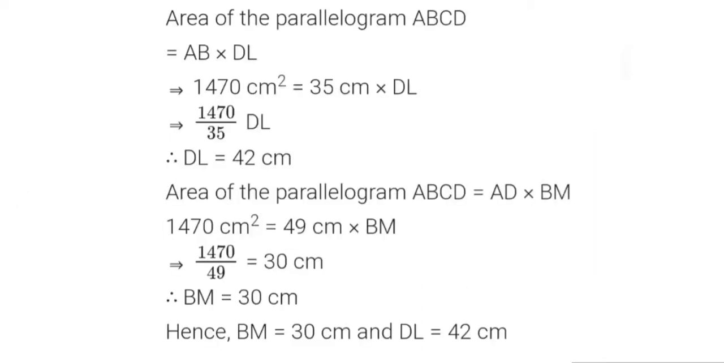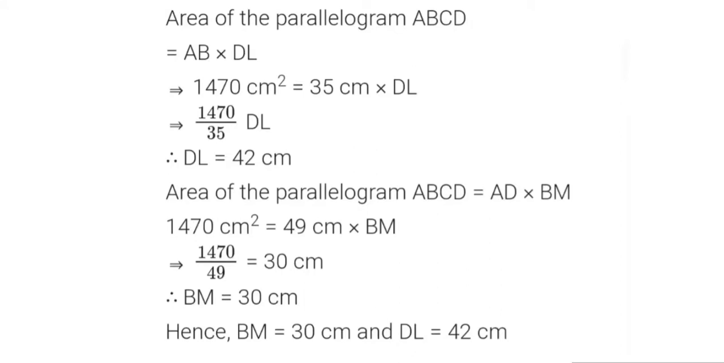So we have to find the area. The area of parallelogram ABCD, right formula, base into height. So it is AB into DL. AB is the base and DL is the height. So area is given 1470 is equal to AB value is given 35 centimeter into DL, we have to find. So DL is equal to 1470 upon 35. So DL is equal to 42 centimeter.